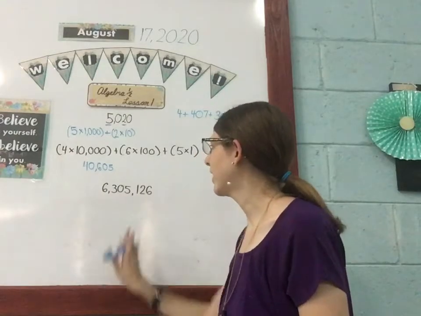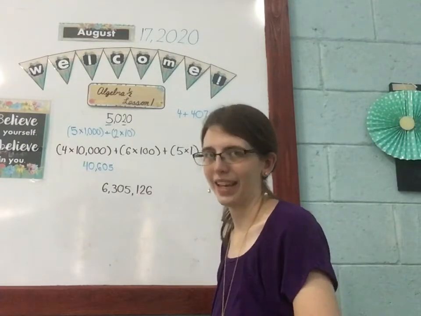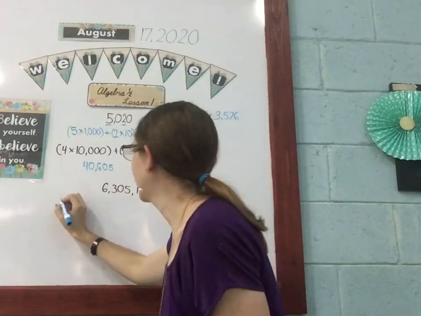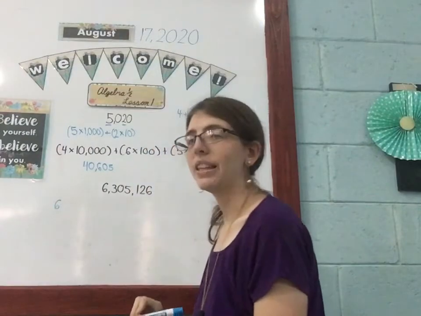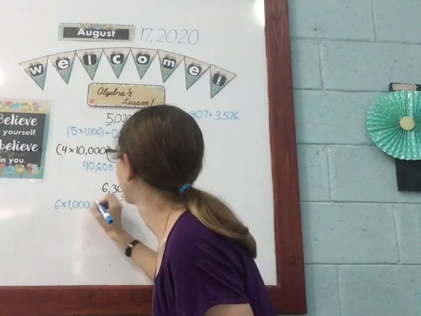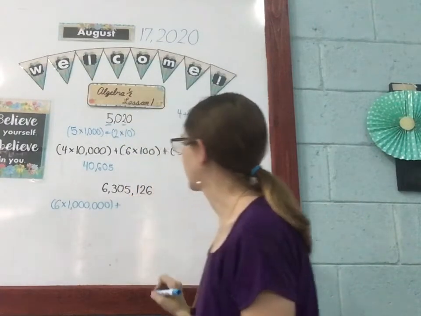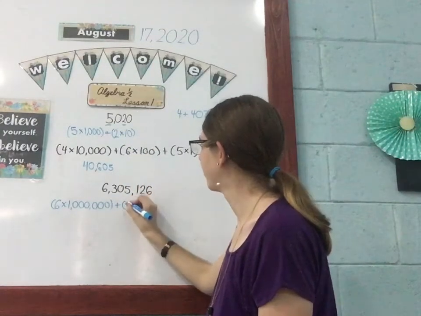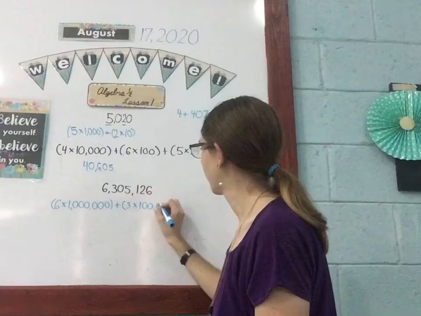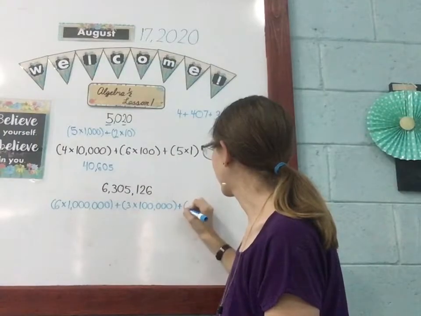Okay? All right, look at this number. 6,305,126. If I want to write this in expanded form, I'm going to start on this end with my 6. It's in the millions place. So 6 times 1 million. Close that in parentheses. Plus the next one. My next digit is 3. And it is in the 100,000s place. Close it in parentheses. Add it to my next one.